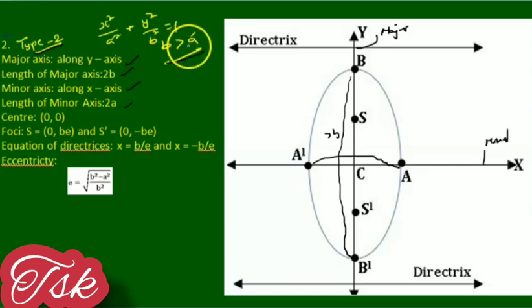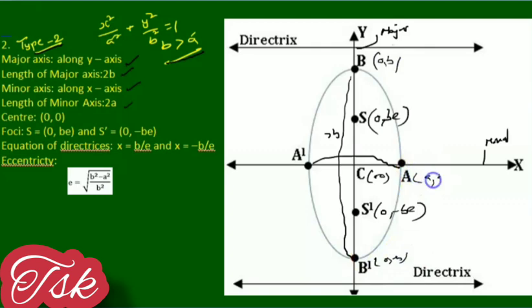In the case of this equation there is no change. a becomes b, b becomes a, and the equation remains as itself. The origin is C (0, 0). S becomes (0, be), already it was (ae, 0). S dash becomes (0, minus be), already it was (minus ae, 0). Now B coordinates become (0, b), B dash becomes (0, minus b), and then A becomes (a, 0), A dash becomes (minus a, 0).